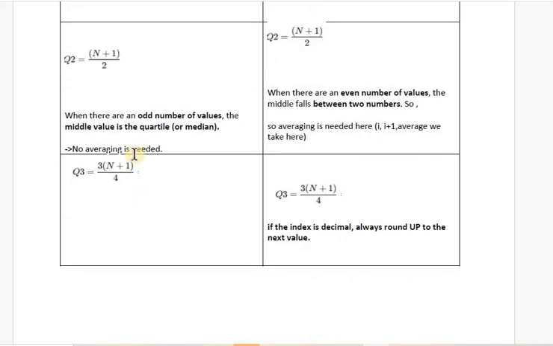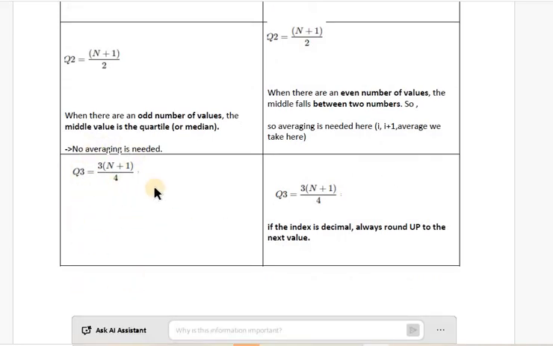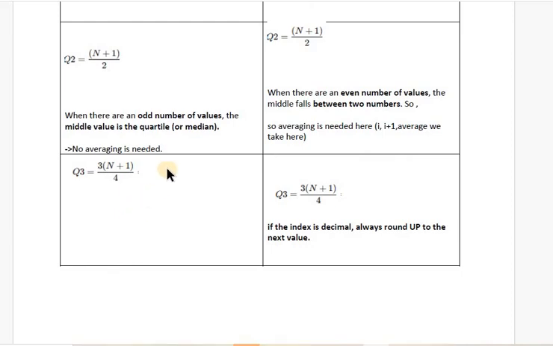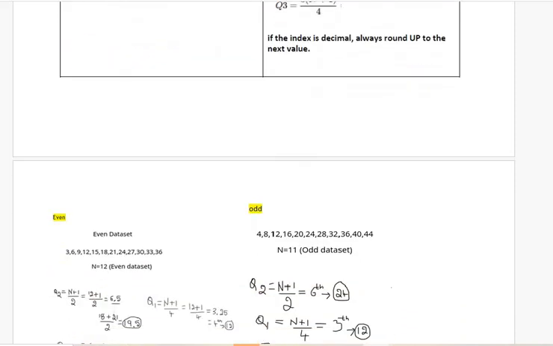Here for calculating Q3, if you get a direct whole number, you directly locate Q3 at that index. If the index is a decimal, always round up to the next value. In Q2 we will take an average, but for Q1 and Q3 we will take the next rounded-up value. If we discuss an example, we will come to understand well.